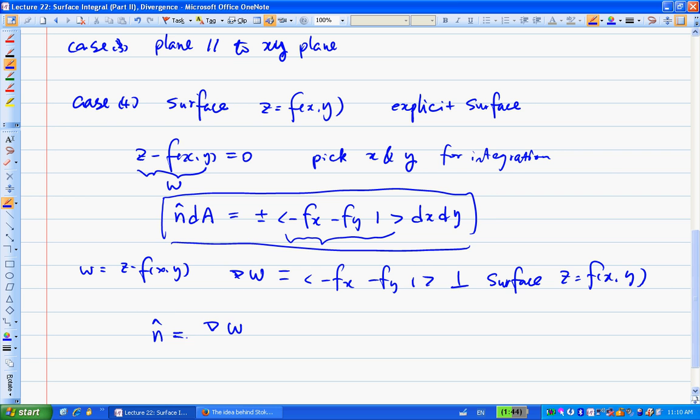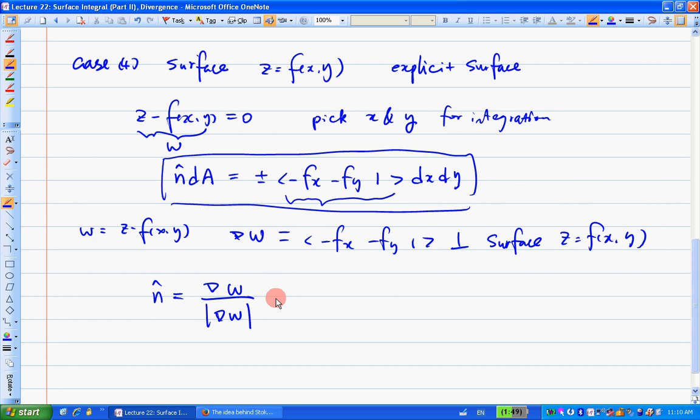But what is n hat? N hat is del W over the magnitude of del W. Okay, that's n hat. So if I do this one here, let's see what do I get? Del W over the magnitude of del W is negative fx here, negative fy here, and then over the magnitude of this. So the magnitude is the square root of fx squared plus fy squared plus 1, right? That's the magnitude. Now this is n hat. So n hat is the unit normal vector, which comes from the del W that's perpendicular to the surface.